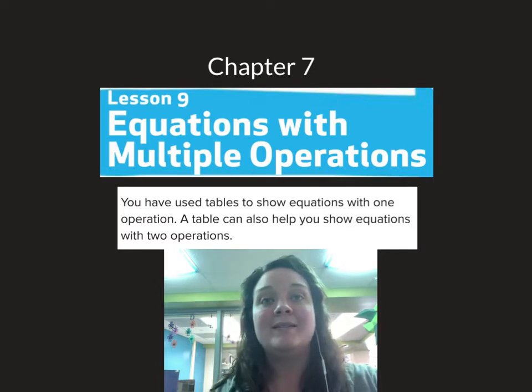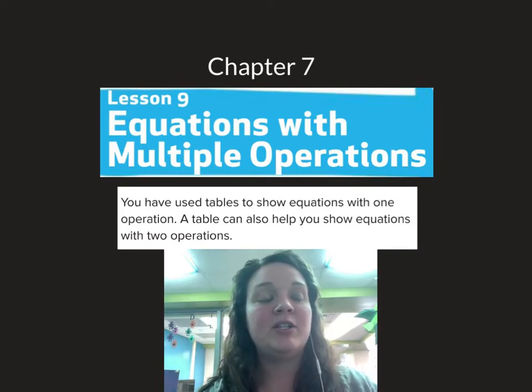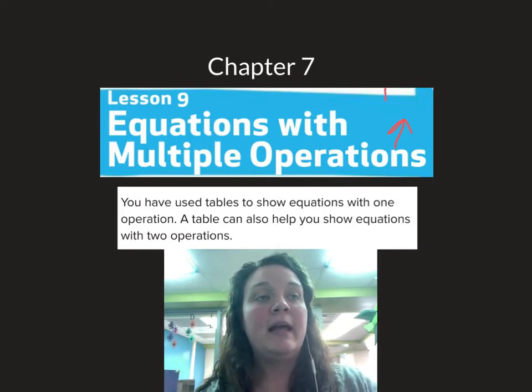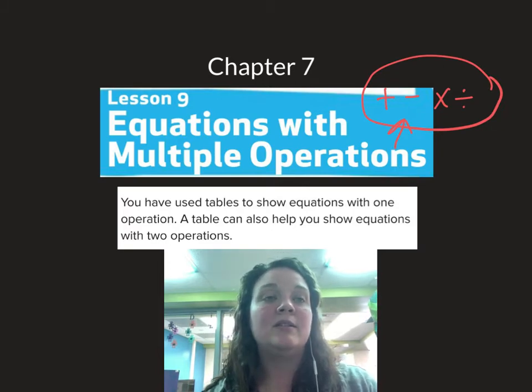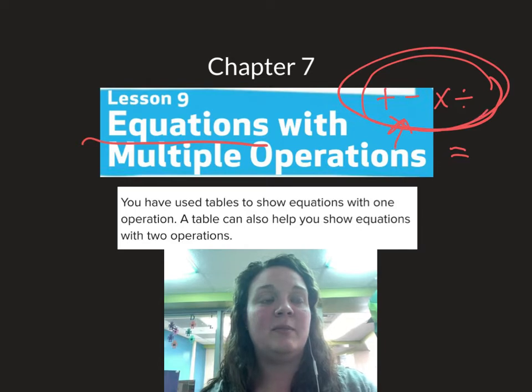So what is an operation? An operation just talks about adding, subtracting, multiplying, and dividing. These are our four operations that we talk about. And so it has to include one of those, and it has to include an equal sign in order to be an equation. Expressions just have these in numbers.